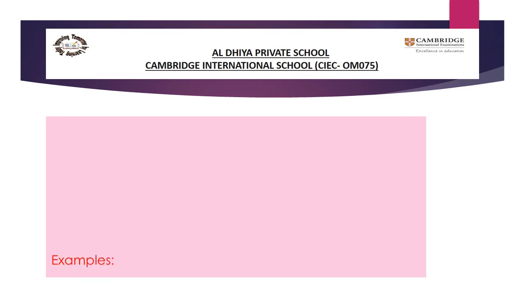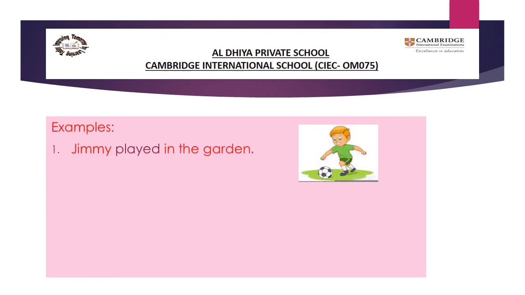So look at the example. Jimmy played in the garden. You can see in this example, with the verb I add ed. So this ed on the verb played shows that this sentence is past tense. Jimmy played in the garden. How can we understand this is past tense? Because ed is there with the verb. Understand now? Look at more examples.